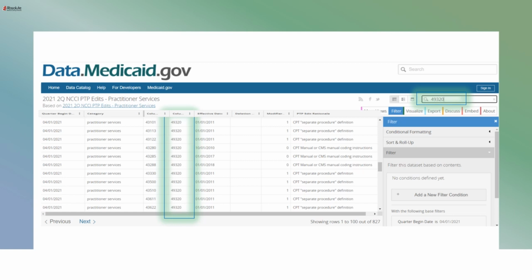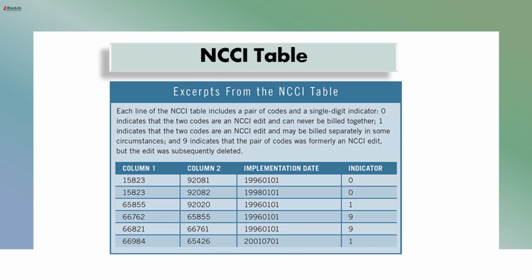Now, in the correct coding modifier indicator column, you'll see here either a 1 or a 0. Sometimes you'll see a 9 listed, and we're going to talk about what this means. So you have column 1 and you have column 2 and you have the indicator. These are the three areas that we're going to focus on a little bit further.